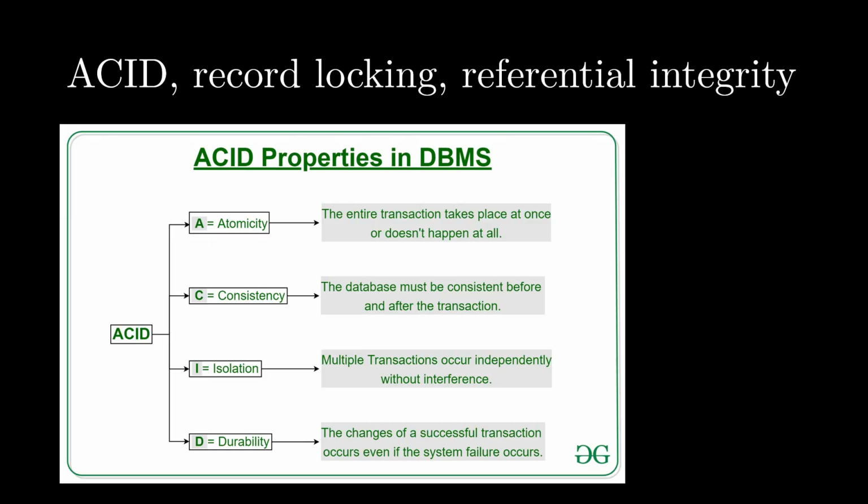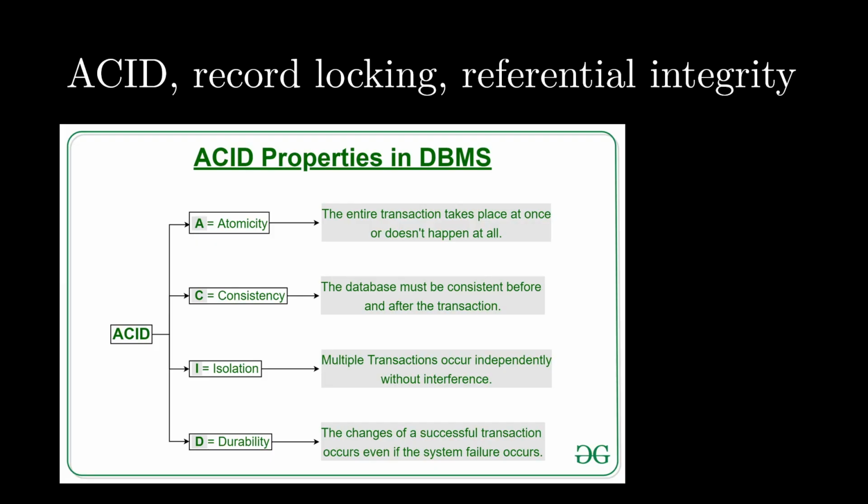Then for consistency, you need to make sure that all the money you send or transfer between databases is consistent. You don't want some random person somehow losing £1,000 randomly. Then for isolation, multiple transactions occur independently without interference. You've got to make sure of that because multiple people are using banks at once.